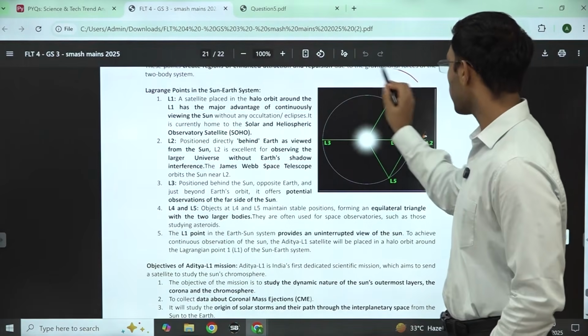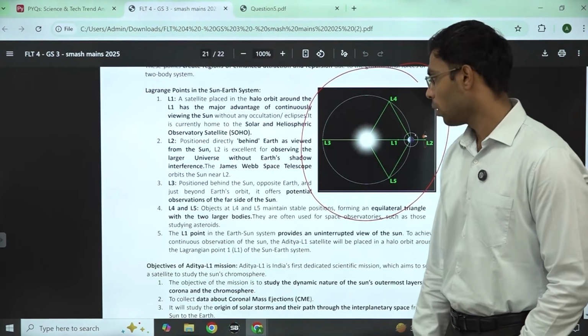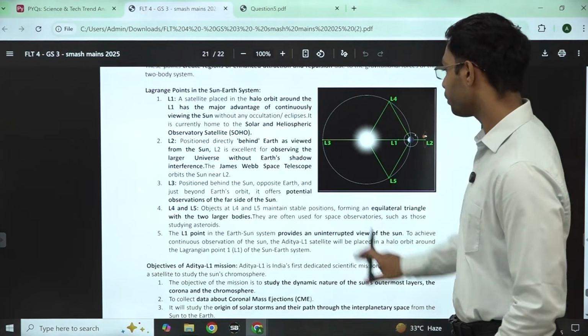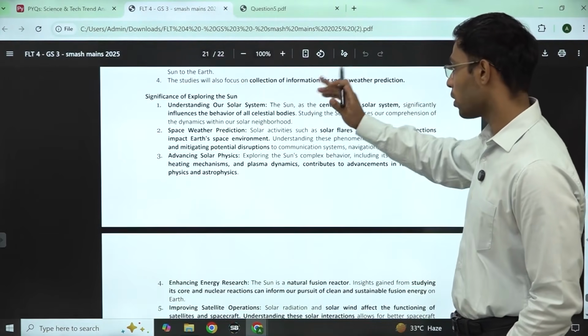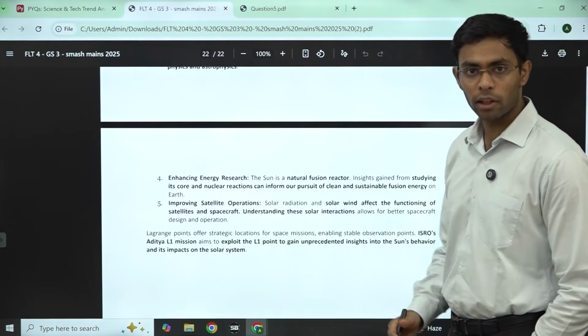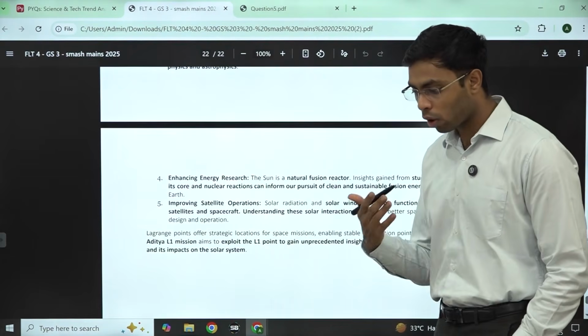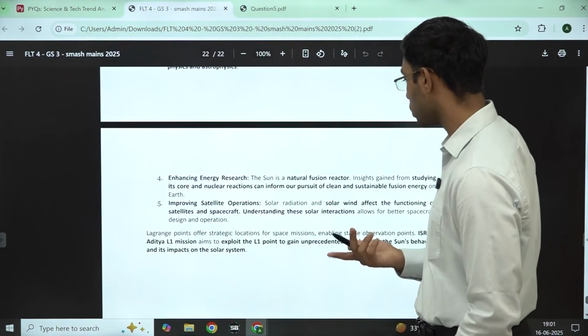I mean, if you can draw this diagram, there will be no doubt left in the mind of the examiner that you know what Lagrange points are, right? Because you have studied this point, it just shows. Go over the objectives of the L1 mission, significance of exploring the sun in crisp points, and then conclude with the purpose of the Aditya L1 mission, for example, that how it is going to help us, what it's going to place India in one of the top countries that have sent space missions to the sun, right?